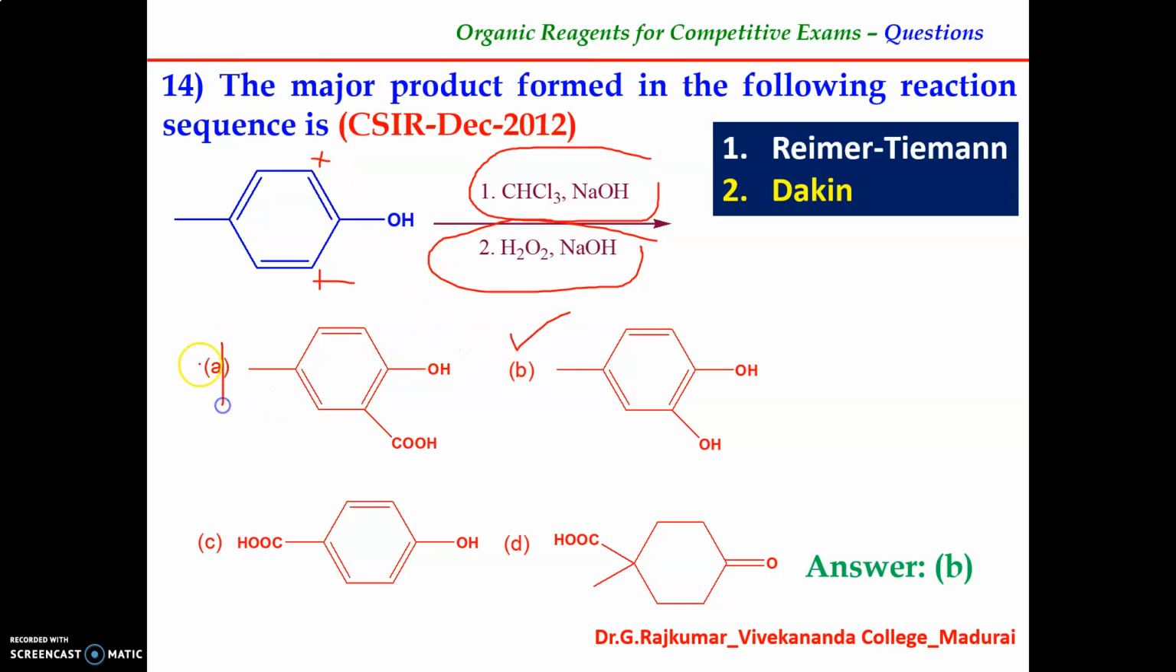So A is not possible because here there is a carboxylic acid product, and C is also not possible. You can see there is a carboxylic acid from the methyl. It can be affected by the presence of potassium permanganate. This is a side chain oxidation, and D is also not possible because there is no aromatic ring. Hence the correct answer is option B.